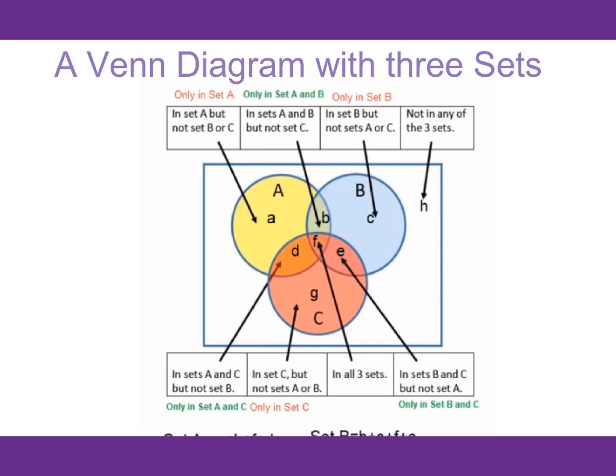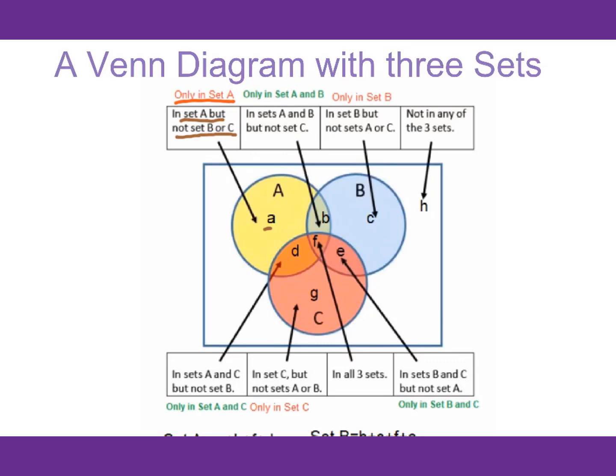Now let's talk about a Venn diagram with three sets. We have sets A, B, C. For each section, we use a different color to show what the meaning is. For this a, you could say it's in set A but not in set B or C. Another way to say it is only in set A.